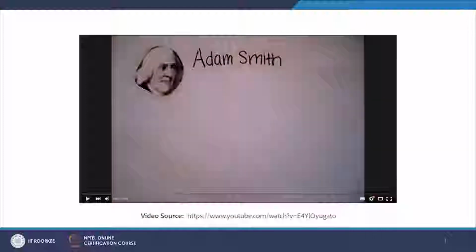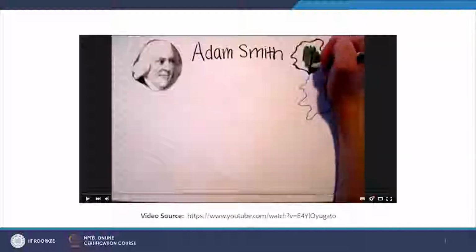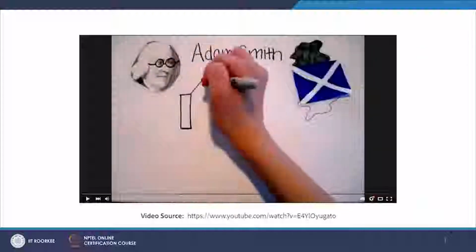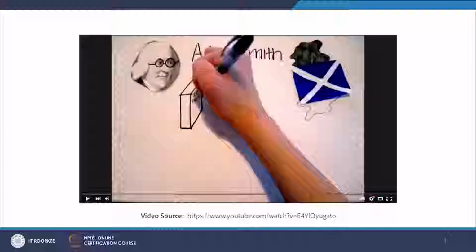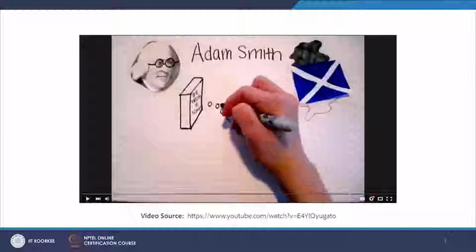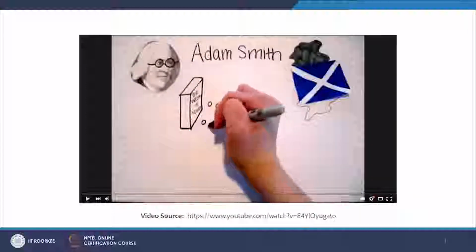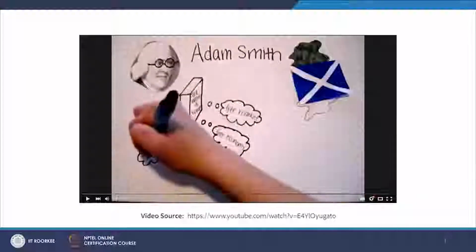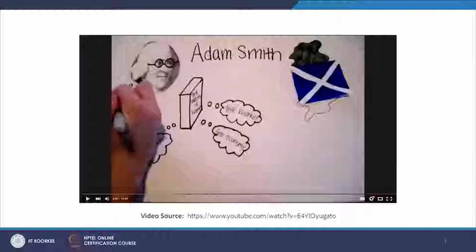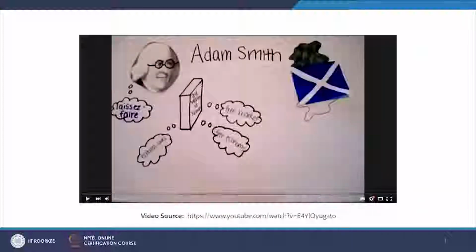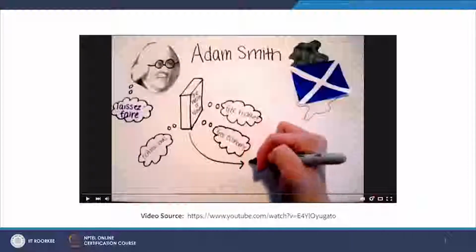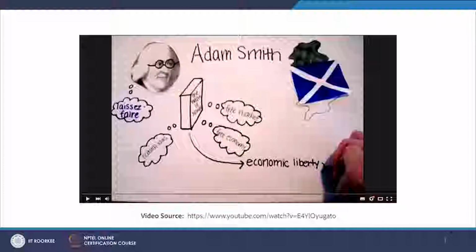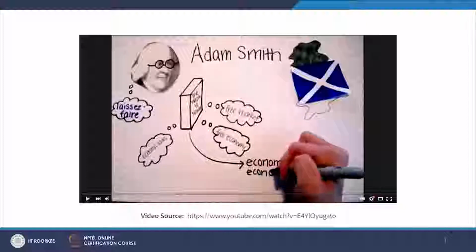Adam Smith. Adam Smith was born on June 17, 1723 in Scotland. He was a professor at the University of Glasgow, and he wrote the book The Wealth of Nations. In this book, he defended the ideas of a free market, free economy, and the three natural laws. Smith was a firm believer in laissez-faire economics, and he also thought that economic liberty would result in economic progress.